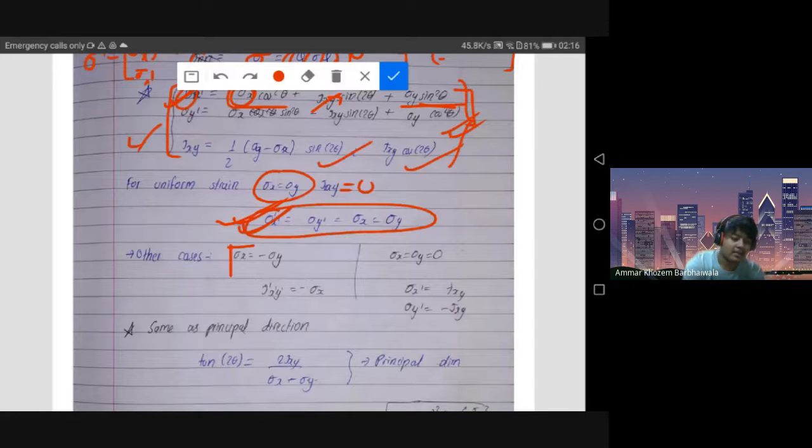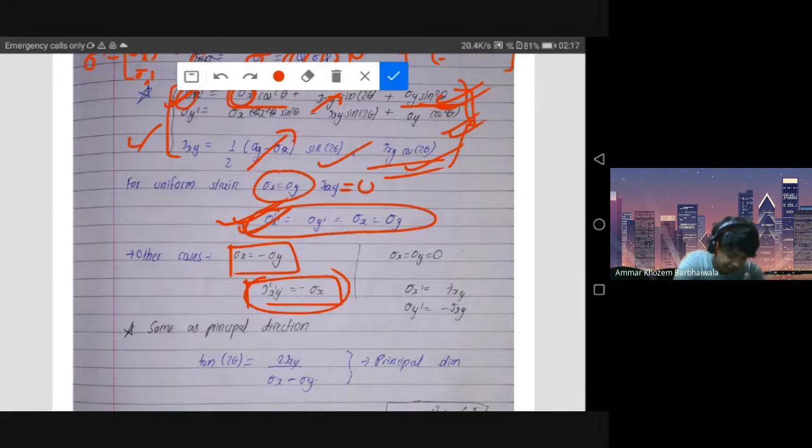Another case is when sigma x is equal to minus sigma y. In this case, tau prime x prime y prime would be equal to minus sigma y. But these are special cases where you can directly substitute the values. If sigma x is equal to minus sigma y, just put it in here and you'll get the answer accordingly. You'll get this tau x prime y prime as 0, and then you'll get the answer in terms of this.